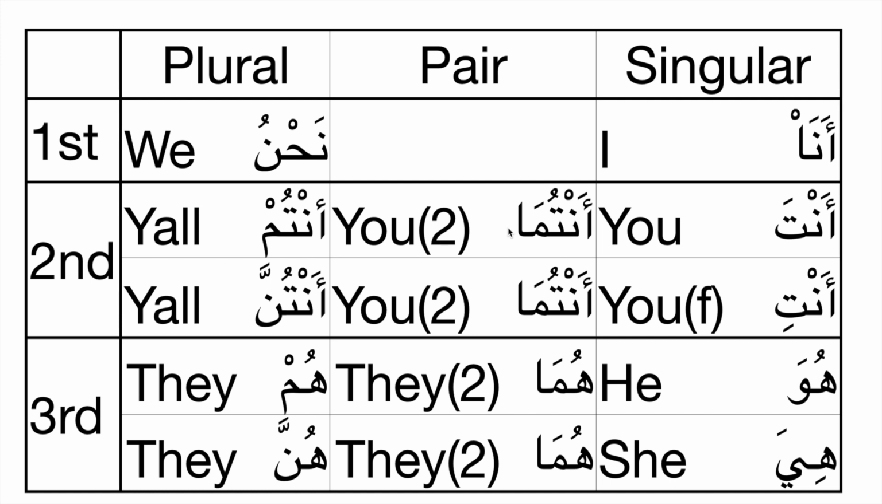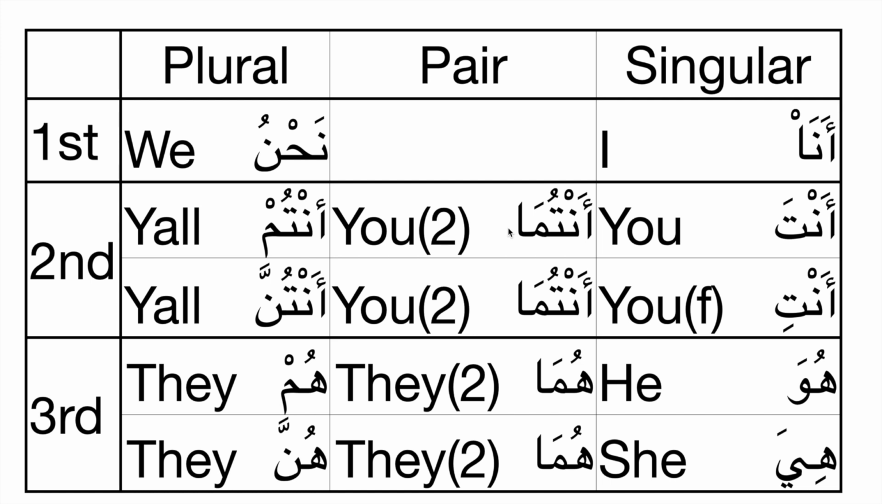But in Arabic, there's actually two plurals. There's a pair and a plural. And so pair, it's exactly what it means. You're speaking to two people, or you're speaking about two things, right? And then plural is 3+, okay?